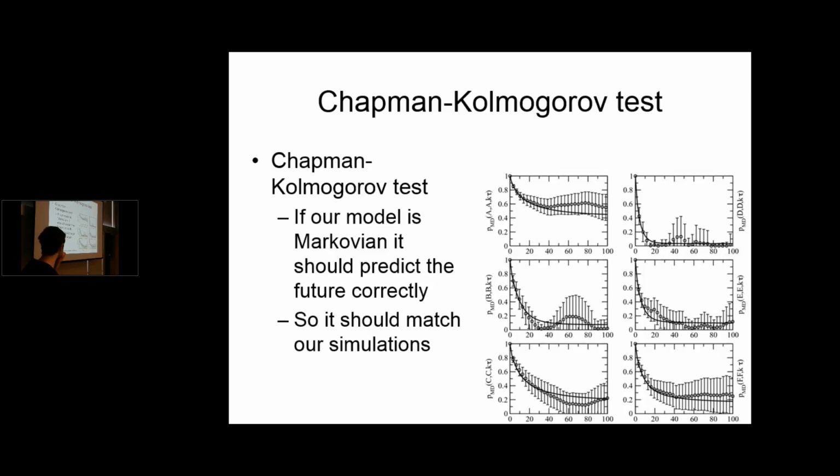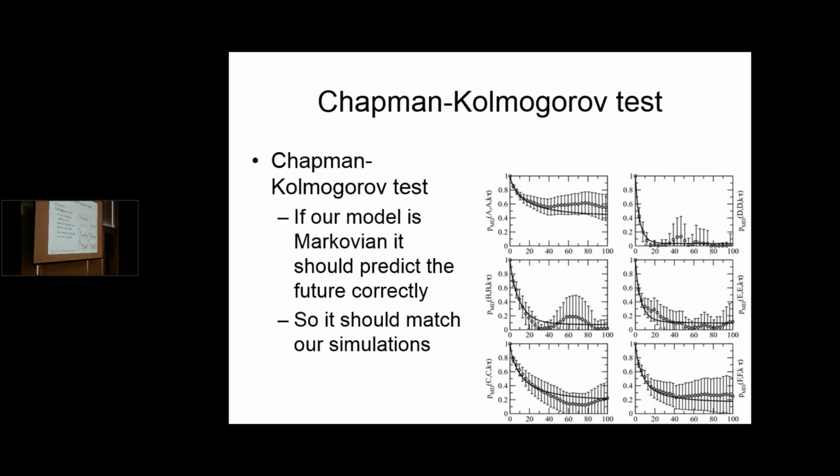So the Chapman-Kolmogorov test: when we have a Markov model, we can predict steps in the future. So what we want to do is see if our model corresponds to what we saw in our simulations, and that's exactly what we see here. We say, if we start in state A, what's the probability of staying in state A after this amount of time? Then we check what our simulations tell us, which are these error bars, and then we see what our model tells us. And as you can see here, the model agrees quite well. It's within the error of the simulations.